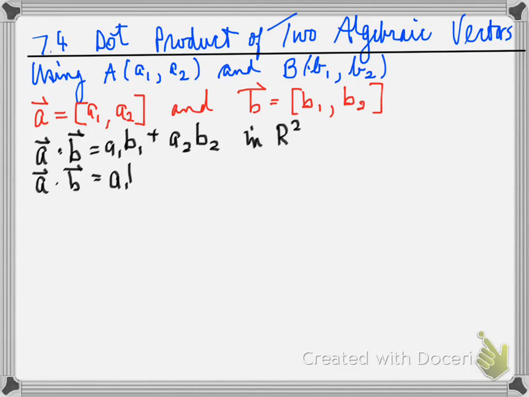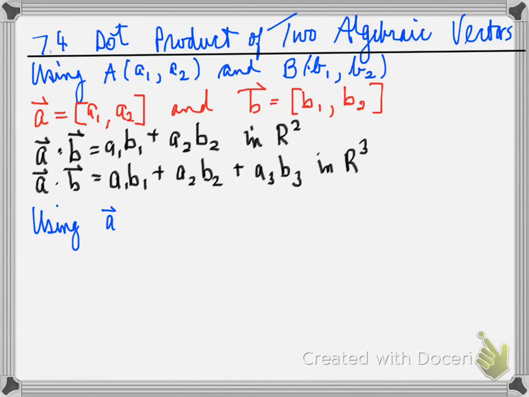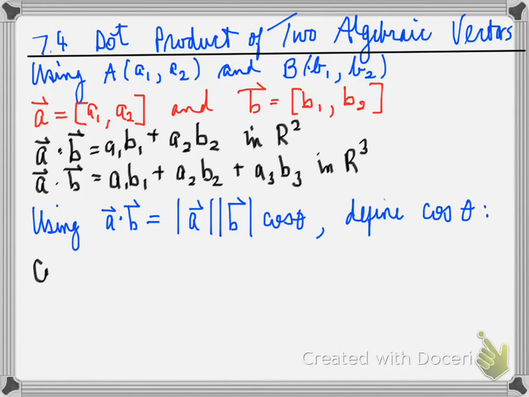And the dot product in 3-space would just add a third component. Now, we also need to know that using the geometric dot product we learned, we can define cos theta as being equal to the dot product divided by the product of the two magnitudes of A and B.